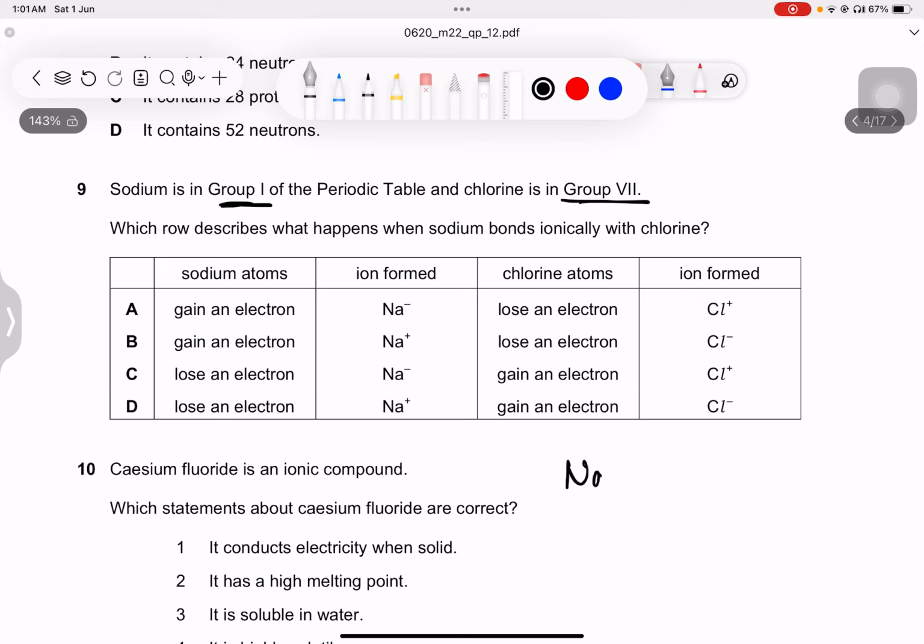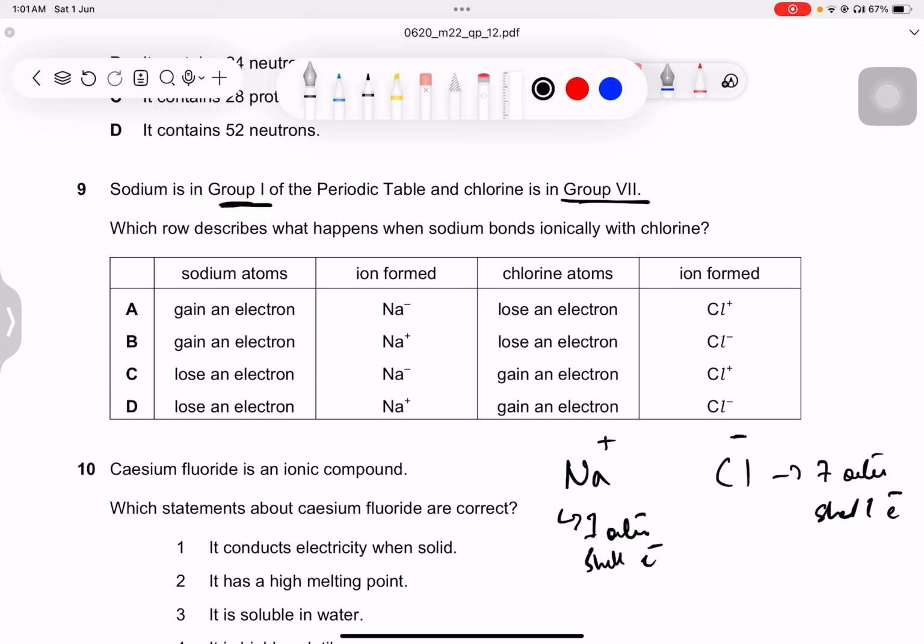Sodium is in group 1, so it should have a charge of +1 because it needs to lose one outer shell electron to have a stable electronic configuration. Cl is in group 7, so it has to gain one electron to have 8 outer shell electrons, because it has 7 outer shell electrons and sodium has only one. So the charges will cross over and cancel out, and NaCl will be the formula.